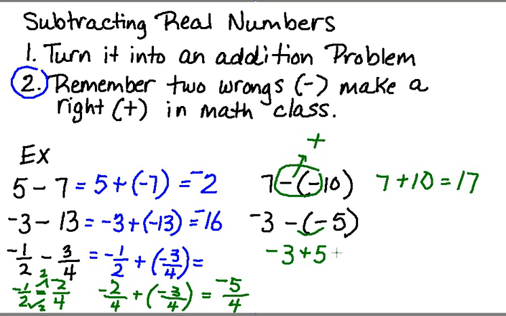Once again, I subtract the smaller from the larger because they have two different signs. My rules of addition now apply. 5 minus 3 yields 2, and I keep the sign of the larger. 5 is larger than 3, so I'm going to keep the positive sign.